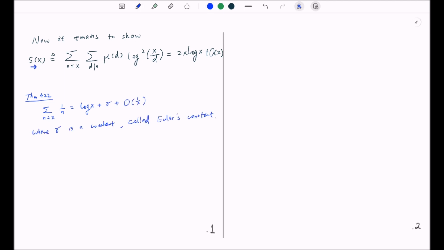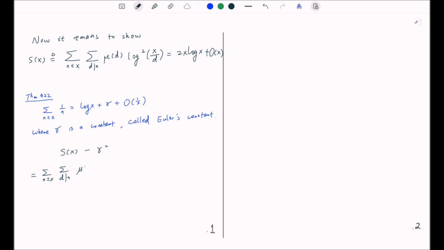The proof that S of x is equal to 2x log of x plus big O of x is tricky. It is tricky from the beginning. We will start with the subtraction S of x minus gamma squared, where this gamma is Euler's constant from Theorem 4.22.